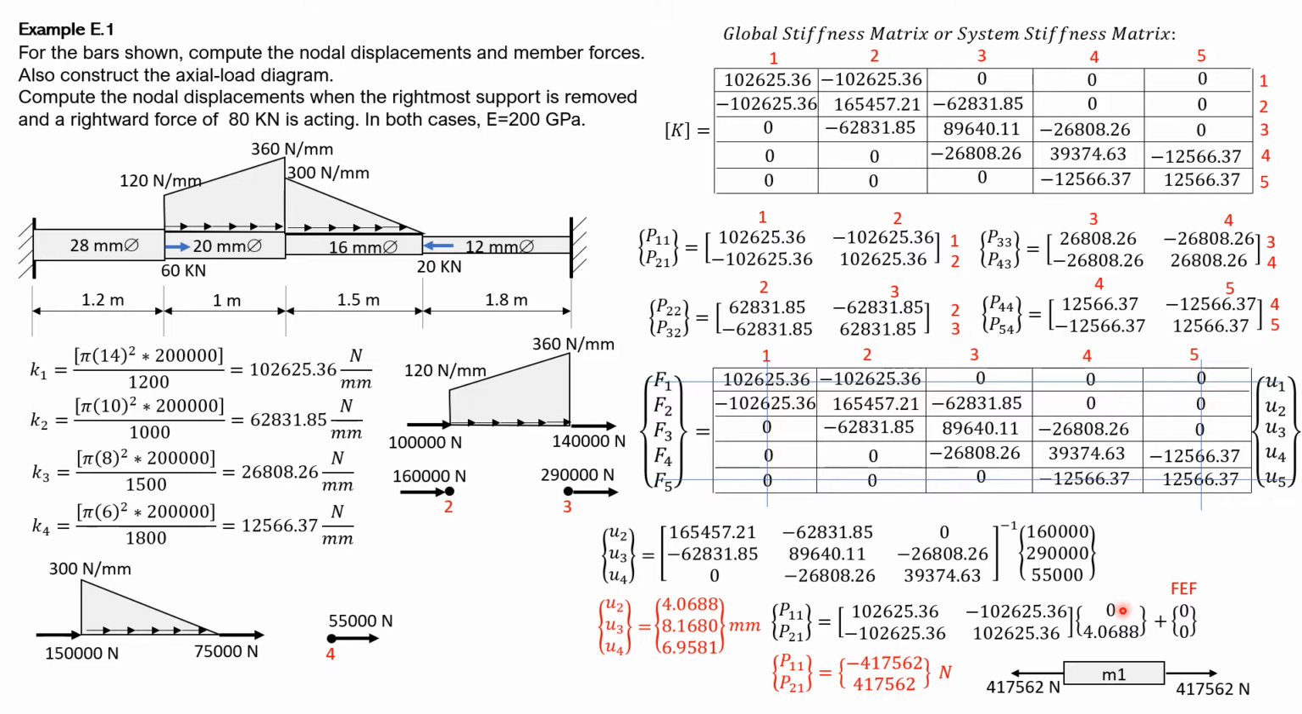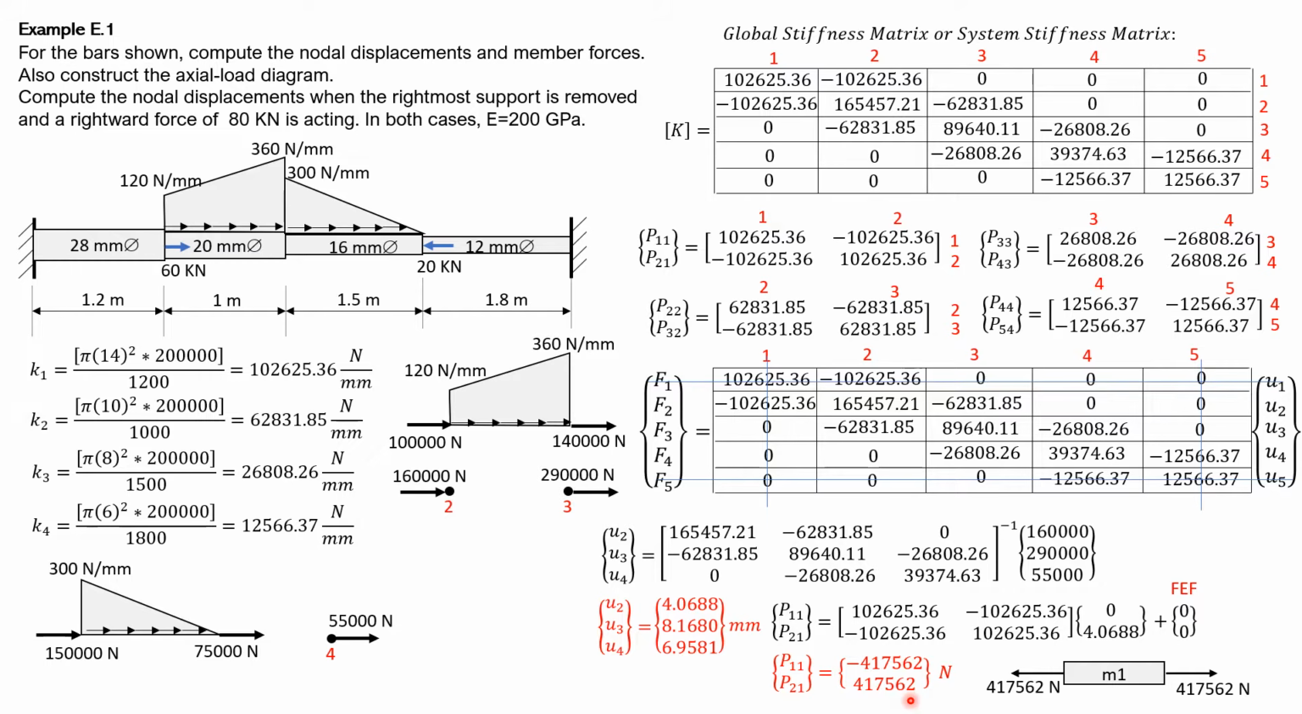So computing this value by expansion, 102,625.36 times 0 is 0, minus 102,625.36 times 4.0688, which is negative 417,562. Plus 0 is still negative 417,562. Then for the other force, P21 at the other end of member 1, negative 102,625.36 times 0 is 0, then 102,625.36 times 4.0688, so positive 417,562 newtons.